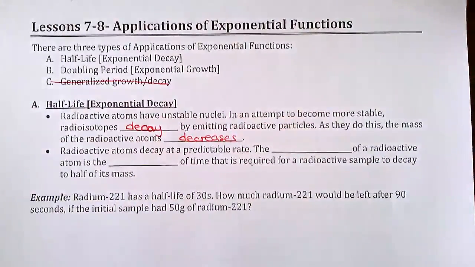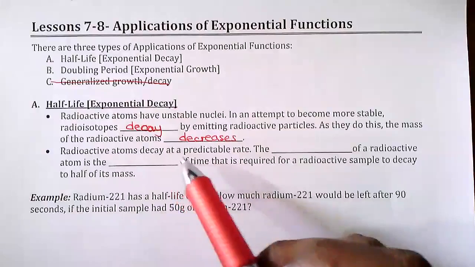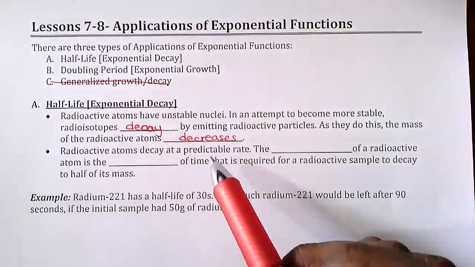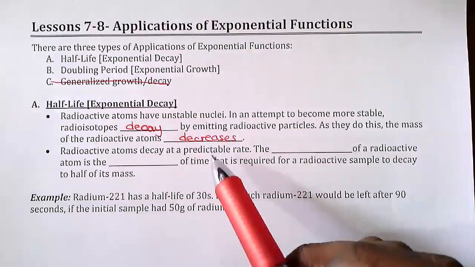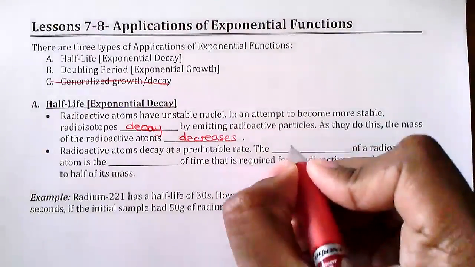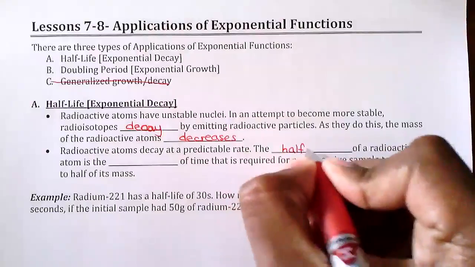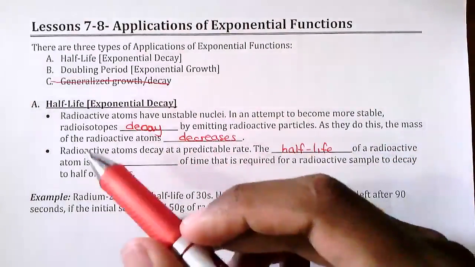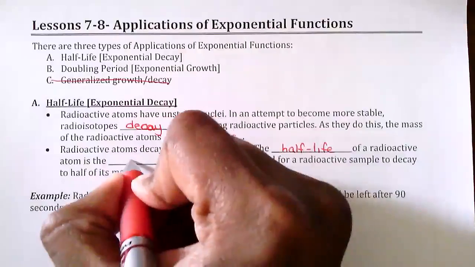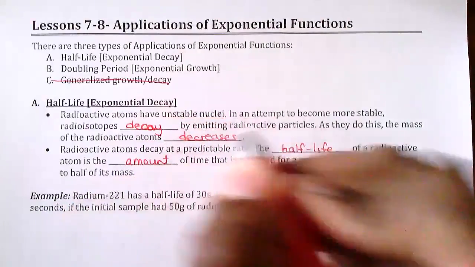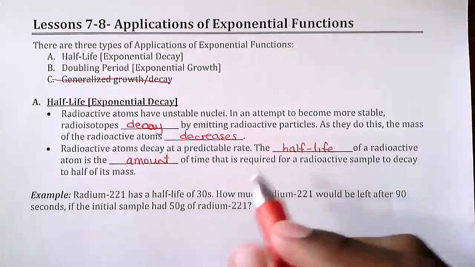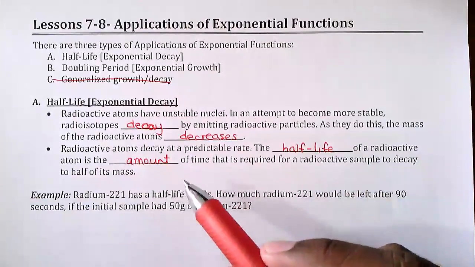So the mass decreases. So as you can imagine, we have an unstable nucleus. It needs to break down to become more stable. As it breaks down, the mass of the radioactive atoms decreases. Radioactive atoms decay at a predictable rate. So they don't just randomly decrease or a random amount decreases. Rather, we have something called the half-life. The half-life of a radioactive atom is the amount of time that is required for a radioactive sample to decay to half its mass. So what does that mean?